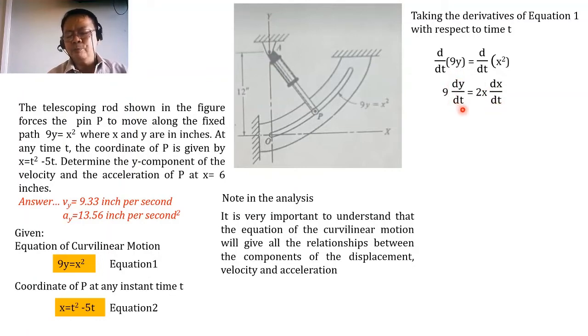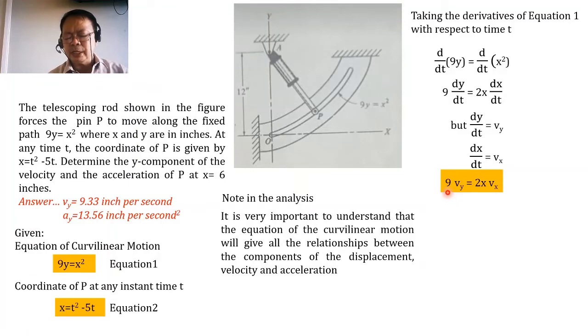Ngayon, kung pag-aaralan natin, itong dy over dt ay equal sa y component of the velocity. Samantalang ito namang dx over dt ay yun naman yung x component of the velocity. Kaya itong equation na na-produce natin after taking the derivative of the equation of the curvilinear motion with respect to time t can be reduced into an equation such that we have 9 multiplied by v sub y shall be equal to 2x multiplied by v sub x. And let us call this our equation 3.